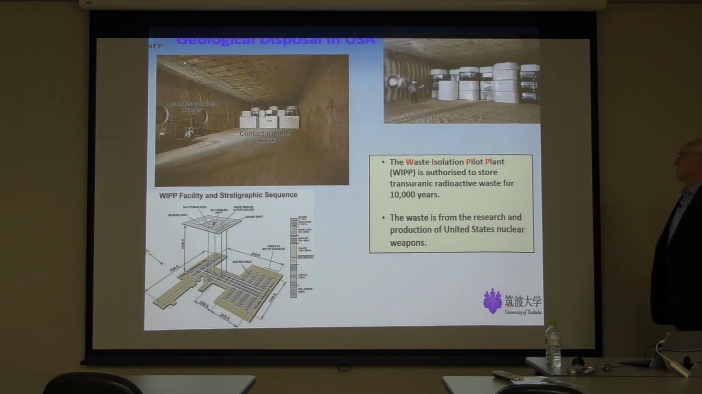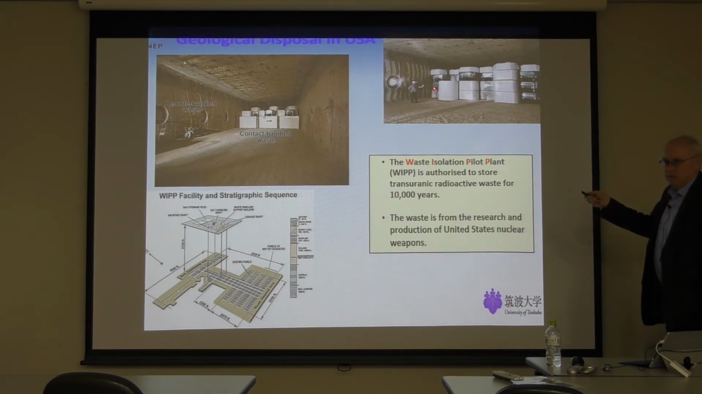So, this is an example from the United States. This is a so-called WIPP. It is a Waste Isolation Pilot Plant, and it is authorized to store transuranic radioactive waste for 10,000 years. And the waste is from research and production of United States nuclear weapons. Yeah, it's quite similar. They are underground caverns, and the waste is stored or disposed of in special containers, which gives an additional potential for isolation.